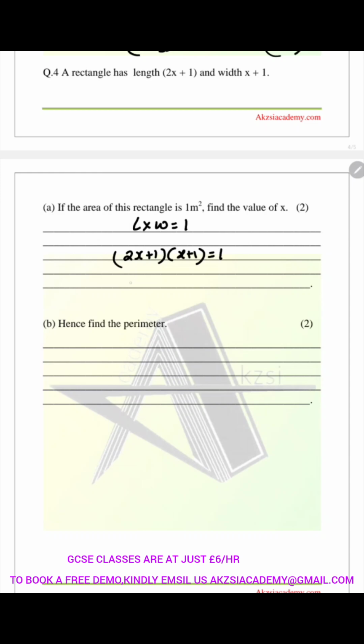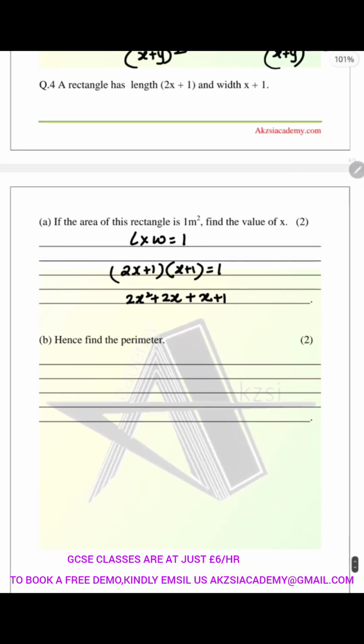So it would be 2x squared. 2x times x is 2x squared. 2x times 1 is 2x. If you don't know how to factorize or how to expand the bracket, you can refer to our video. I will attach the link in the description box. Then plus 1 times x is x, and plus 1 times 1 is 1. I'm just giving you a little bit of information on how you can expand the bracket: every term of the first bracket should be multiplied with every term of the second bracket. That's how we do it. Equals 1.